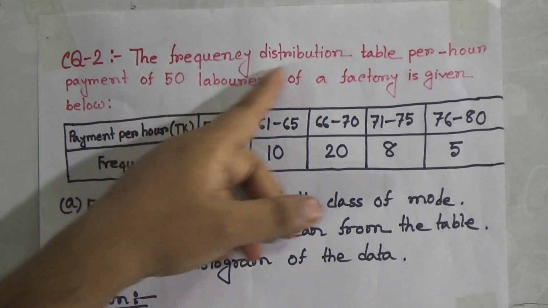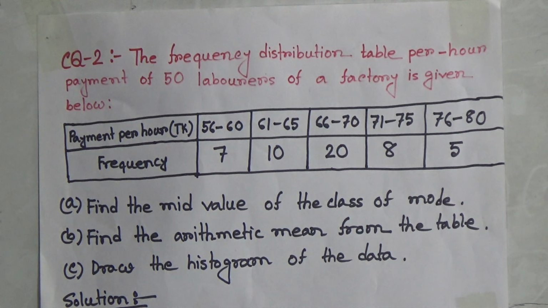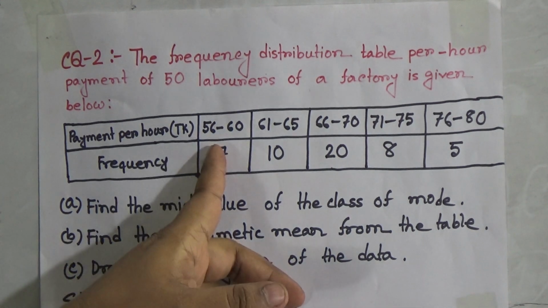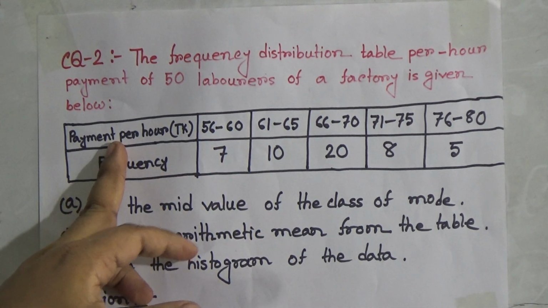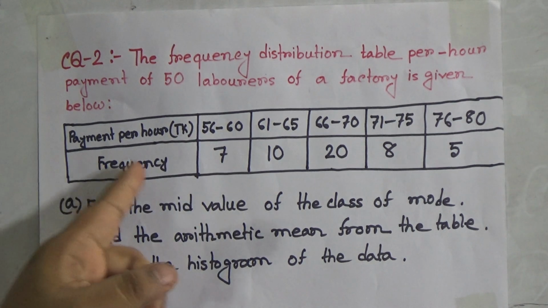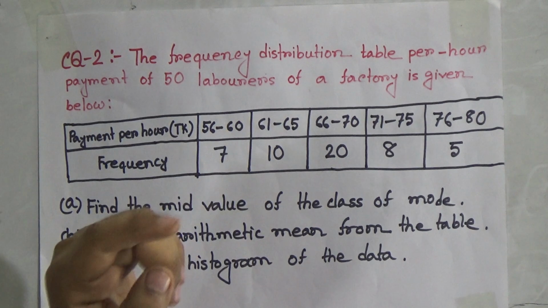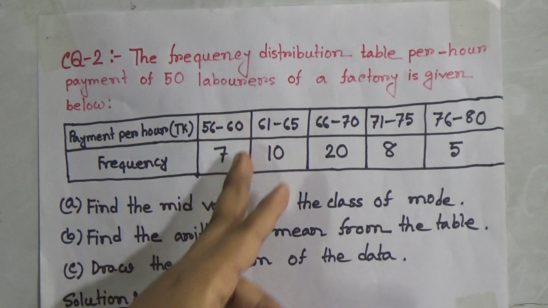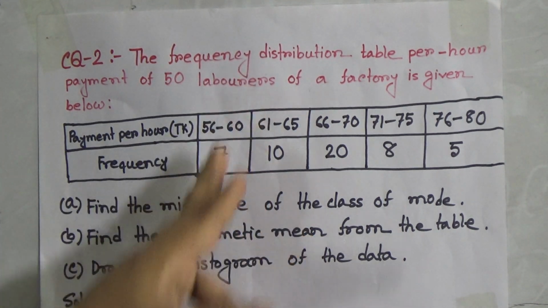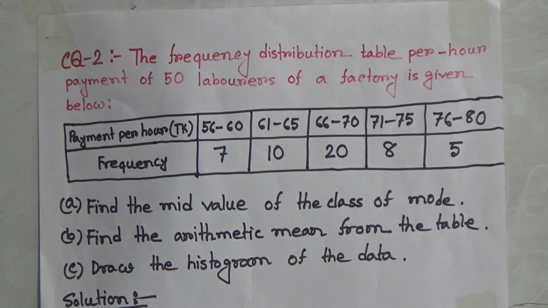Here the frequency distribution table of the per hour payment of 50 laborers of a factory is given below. Here the table is below. Payment per week in taka and frequency, that means 56 to 60. In this range 7 laborers get payment.